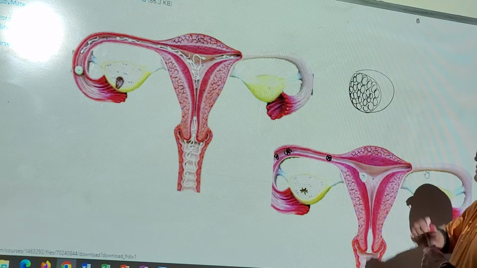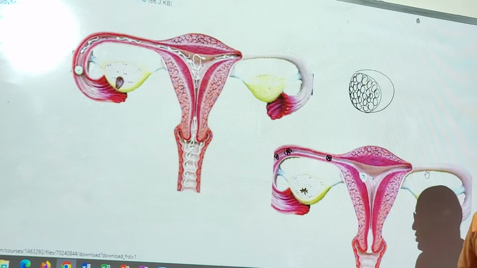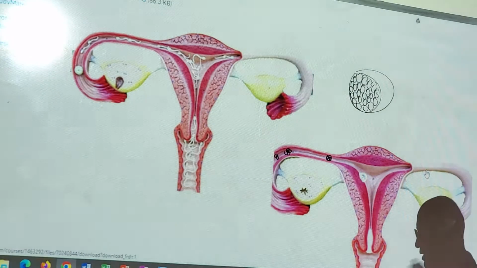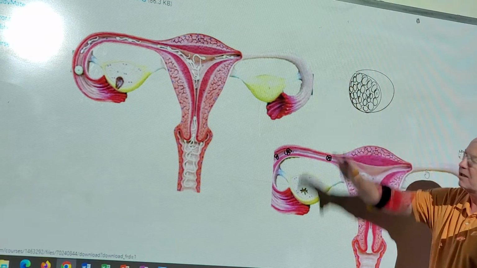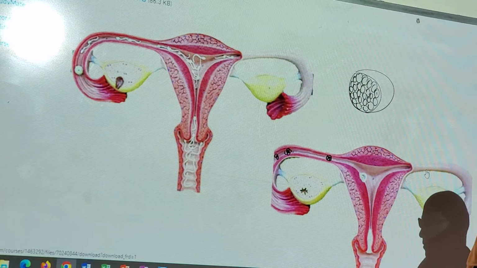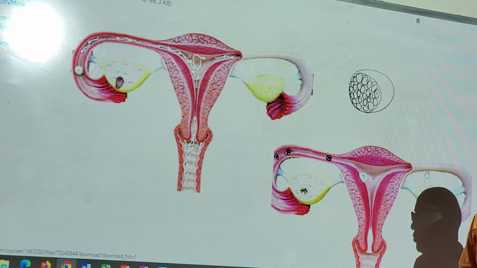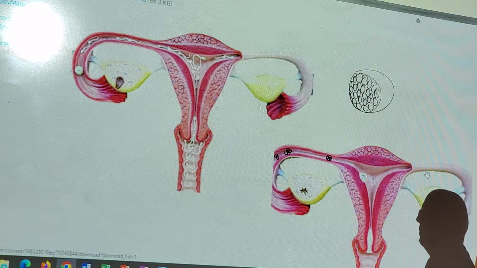For example, if I pick a cell here, this cell that I put a little X on, whatever genes are activated and functioning in this cell are the exact same genes that are activated and functioning in all the other cells. They're just kind of these generic cells. We call them embryonic stem cells because every tissue in the body will stem from this original group of cells.